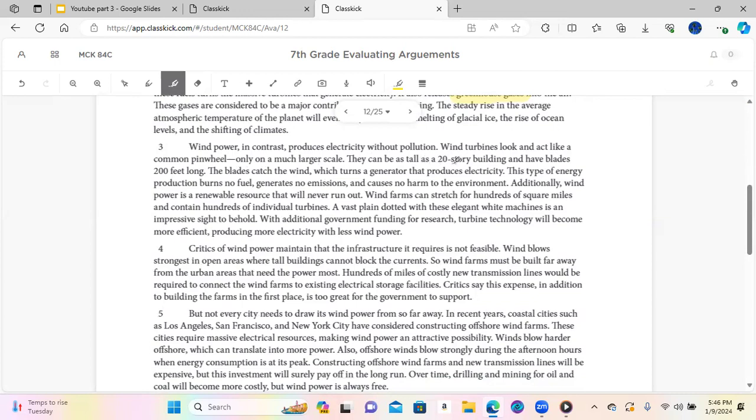They can be as tall as a 20-story building and have blades 200 feet long. The blades catch the wind, which turns a generator that produces electricity. This type of energy production burns no fuel, generates no emissions, and causes no harm to the environment. So this is a cleaner form of energy. Additionally, wind power is a renewable resource that will never run out.